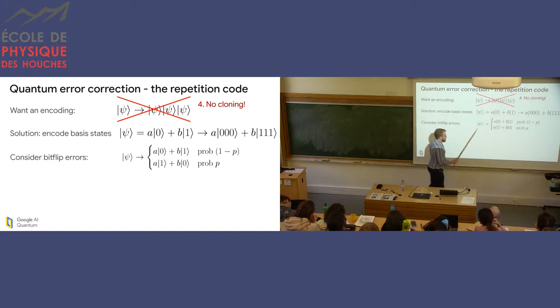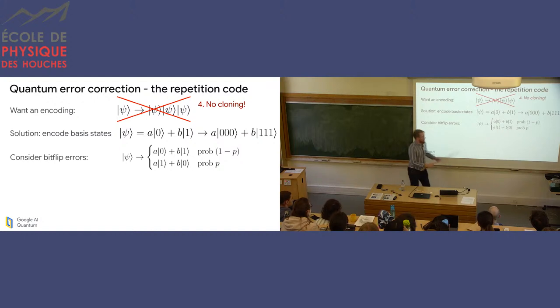So what does a bit flip channel do? Well, a bit flip channel takes me from a|0> plus b|1> to a|0> plus b|1> with probability 1 minus p, and then with probability p, the flip occurs, and the flip is that I flip the basis states. Okay, so a and b are still there, but the basis states are flipped around.